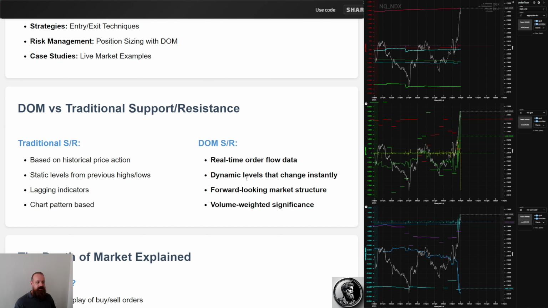So you have dynamic levels that change instantly, forward-looking market structure. Instead of looking backwards, you're looking forward. And that is the big difference.